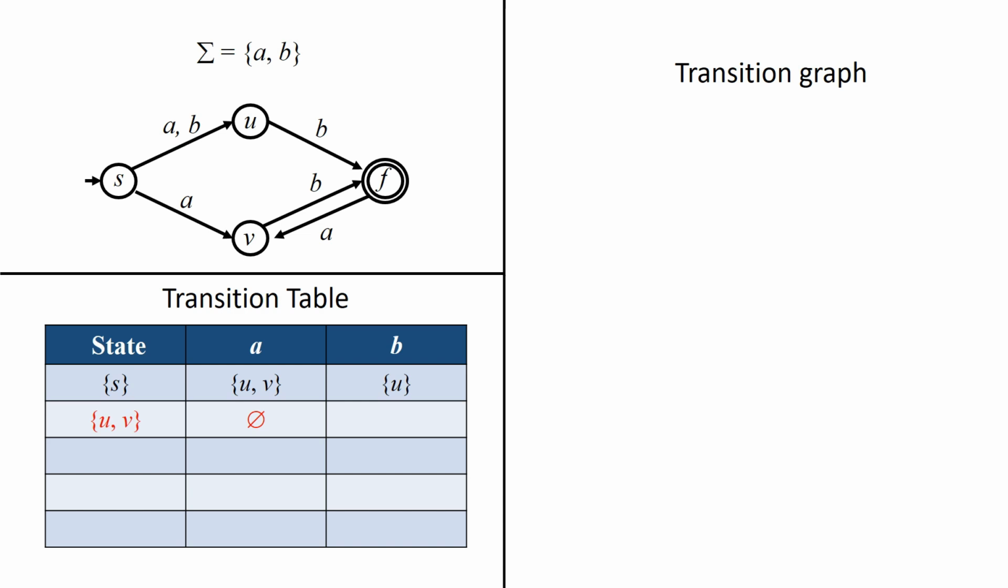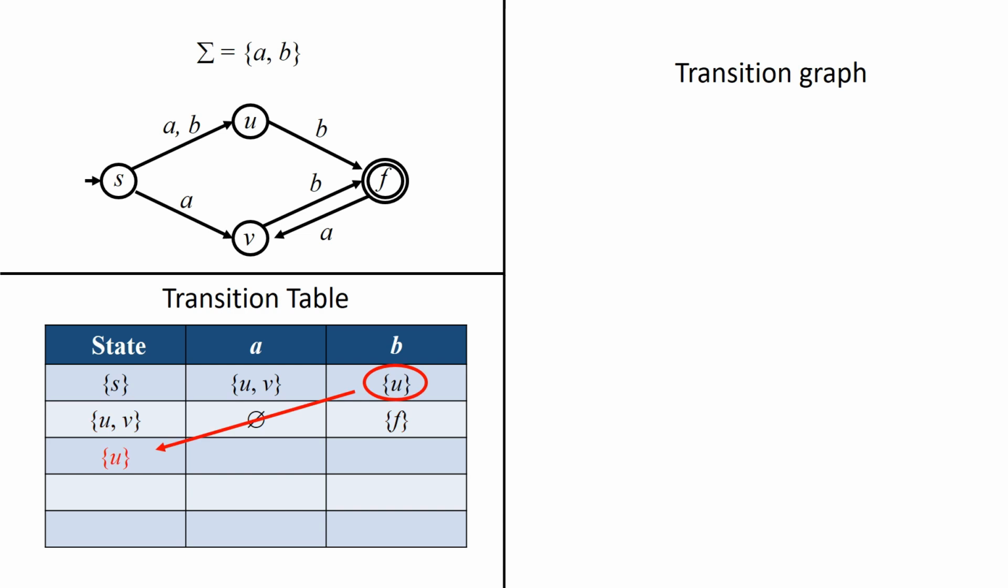Next, from the state UV, where does it go with symbol B? Similarly, to do that, we have to do it one by one. First, from state U, where does it go with B? And then from state V, where does it go with B? Here, from U, with B, it goes to the state F. And from V, where does it go with B? Also, it goes to the state F. So we have the union of the singletons F, which is the singleton F. So, from the state UV, with B, it goes to the state F.